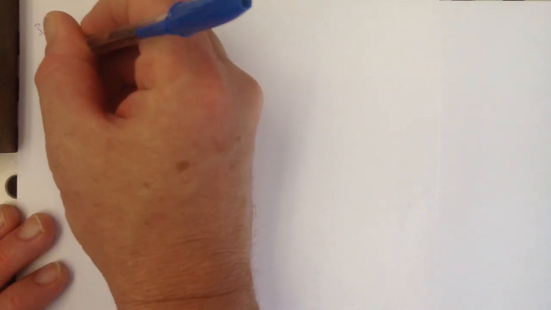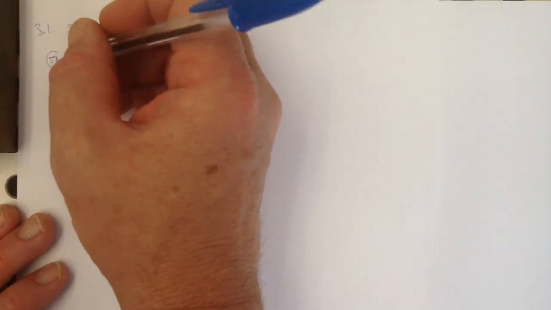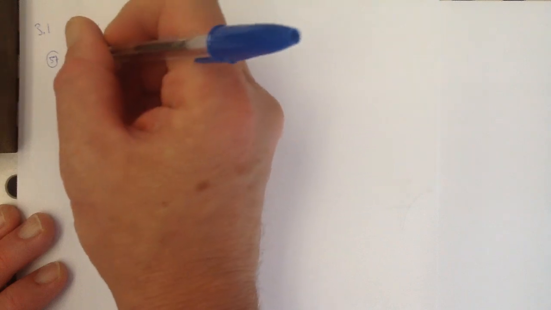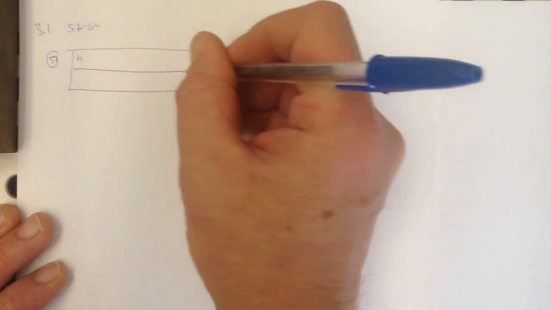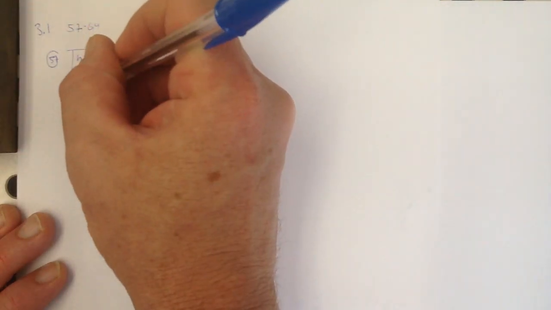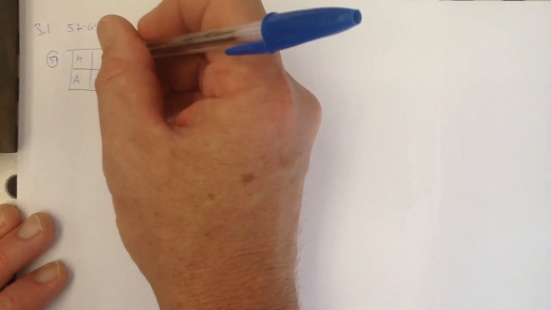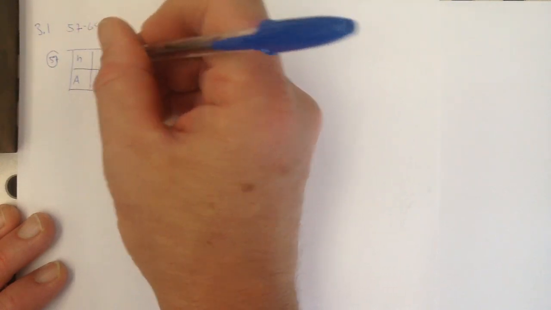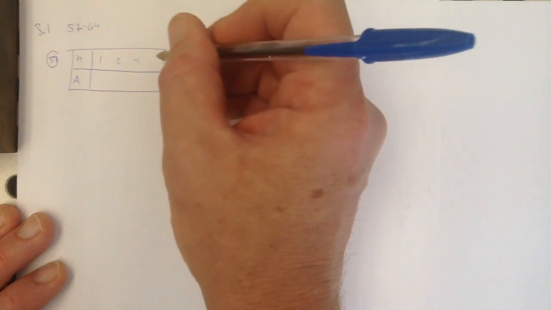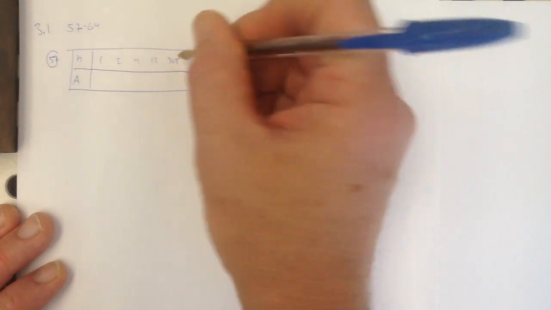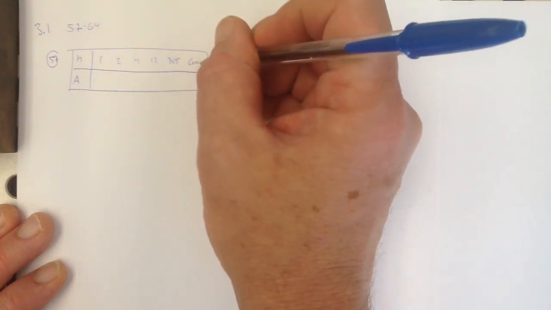They want us to make a table for 57 that looks like this, where we have the number of times we're going to compound interest and then the amount we're going to get. We have 1, 2, 4, 12, 365, and then continuously.